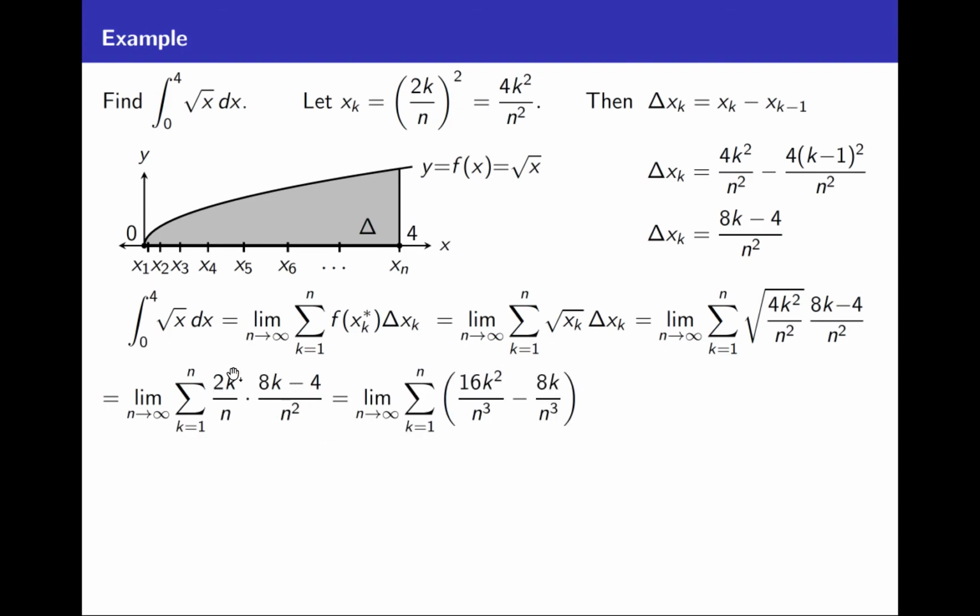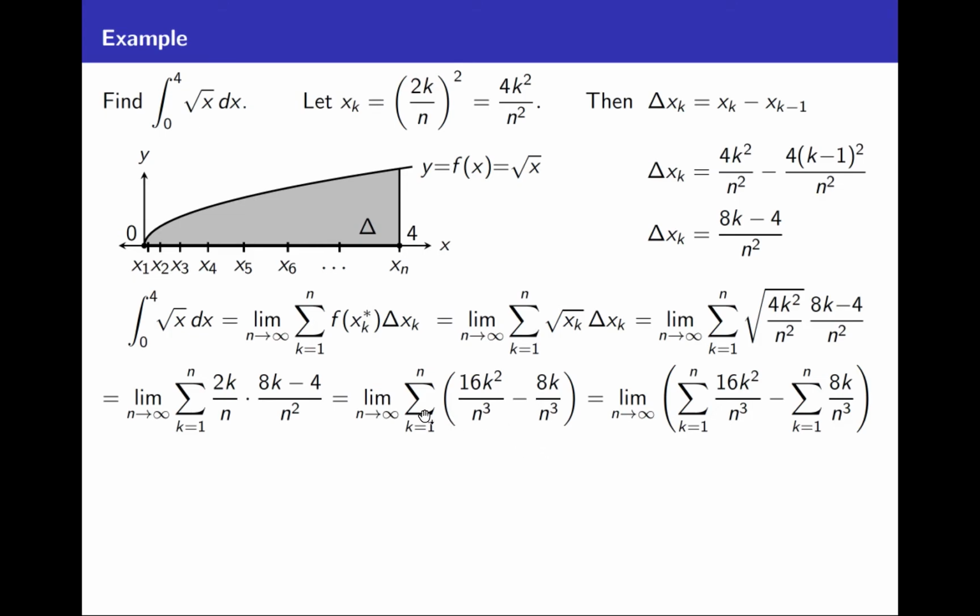Let's work with this sum a little bit here. You can distribute that 2k over n into the fraction to its right and break up that fraction. It becomes 16k squared over n cubed minus 8k over n cubed. So we have the limit as n goes to infinity of the sum from k equals 1 to n of the difference of these two fractions. And we're going to keep pushing this.